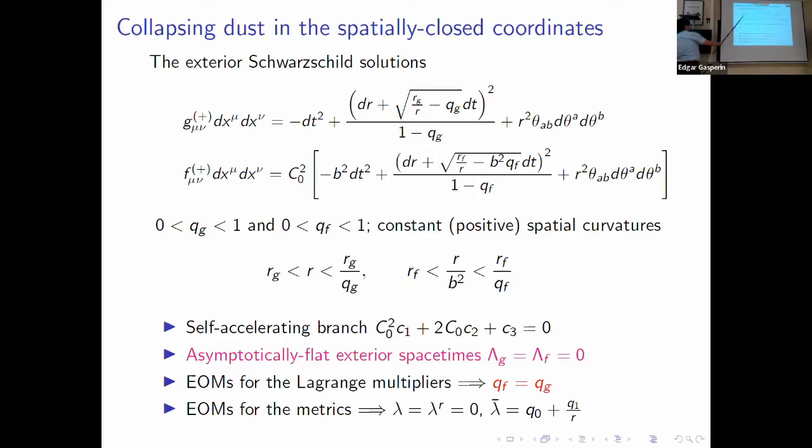Now we consider the spatially closed relation of the Schwarzschild space, where 2G and 2H measure the constant curvature. Of course, if 2G equals 0 and 2H equals 0, we go back to the spatially flat relation. Then we also require positivity inside the square, so R1 is bounded.